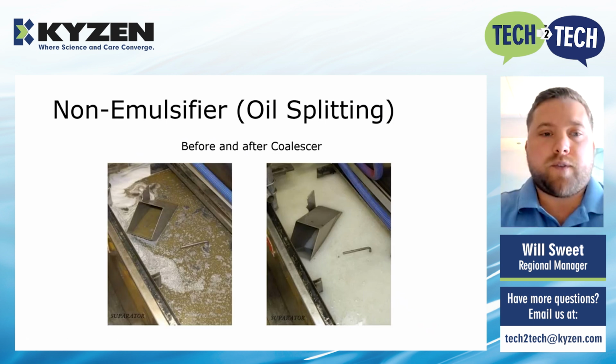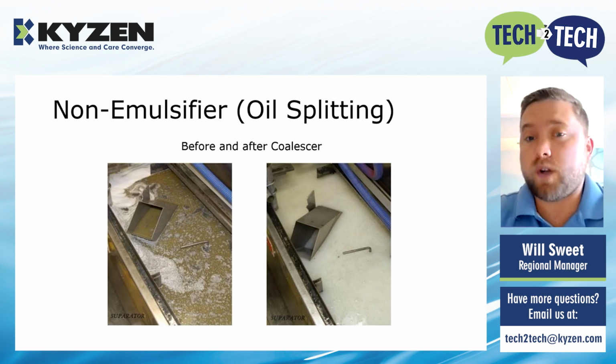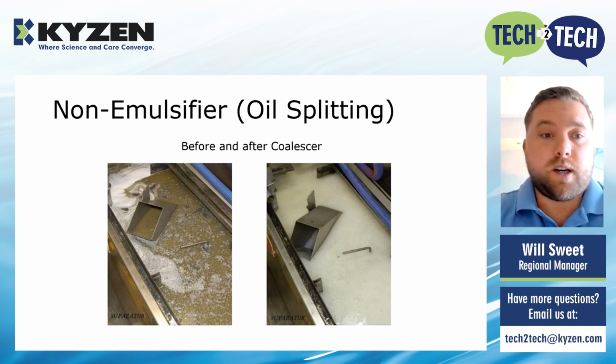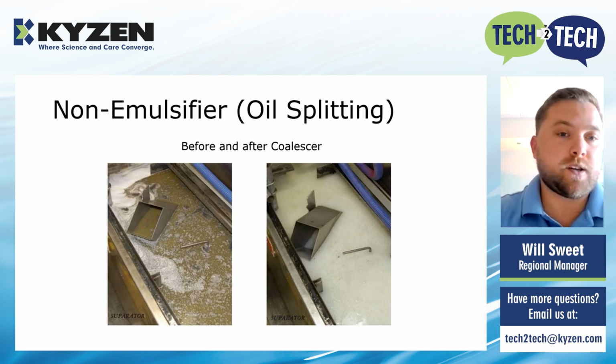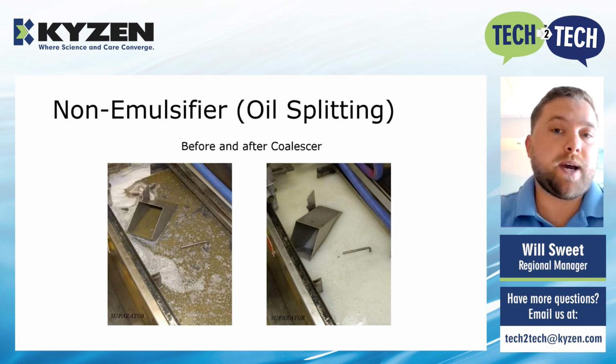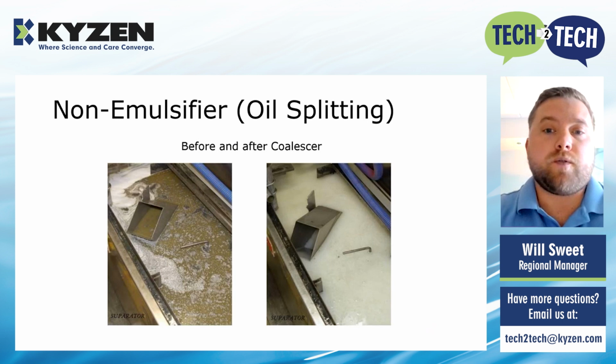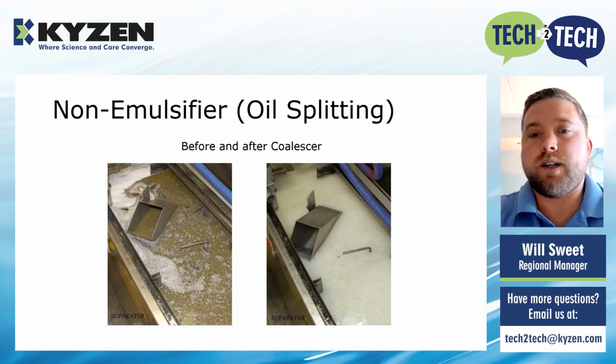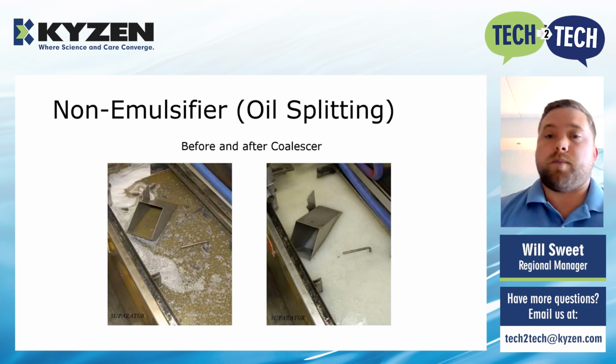Non-emulsifier, before and after coalescer. These pictures are an example of a coalescer. You can see on the left, a very oily substance. You can't really see the bottom, but all of the oil is on the top. That is just a bath mixture. And then over time, as the coalescer is able to split off all of the oil on top of the bath, it is much cleaner on the right.